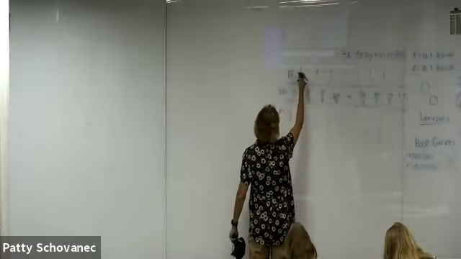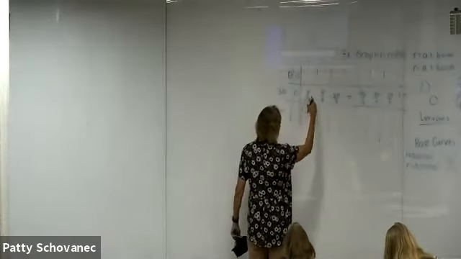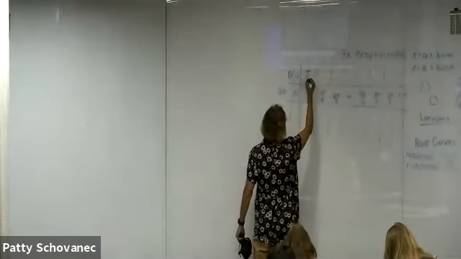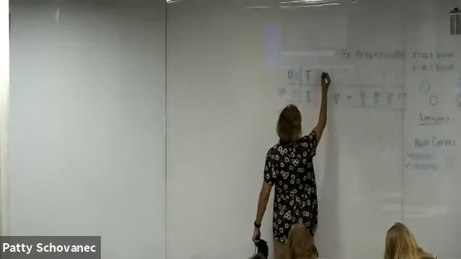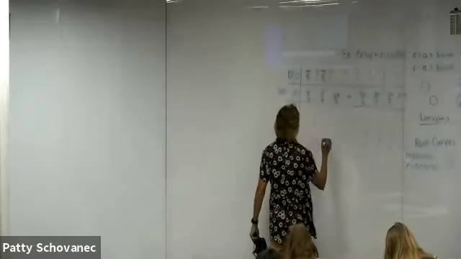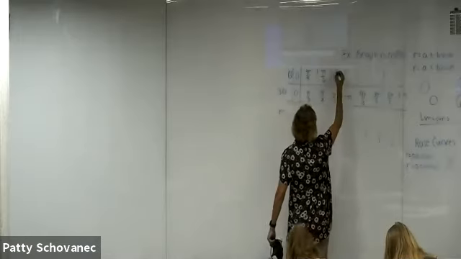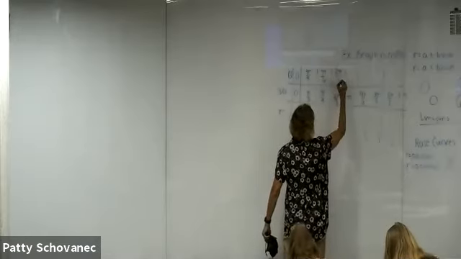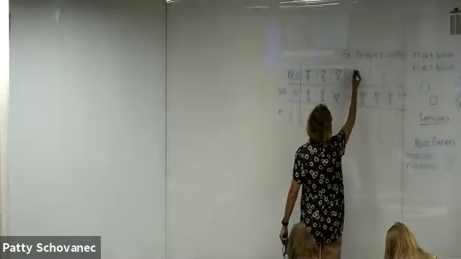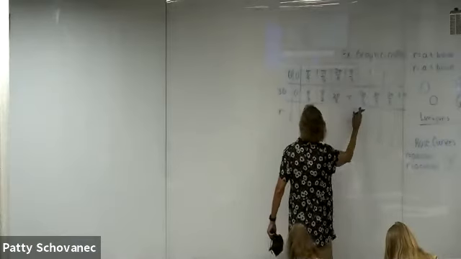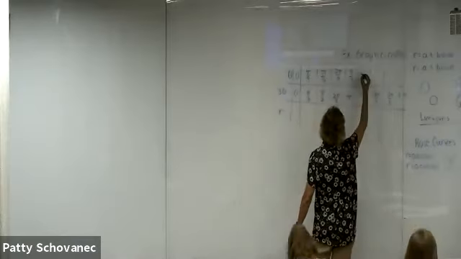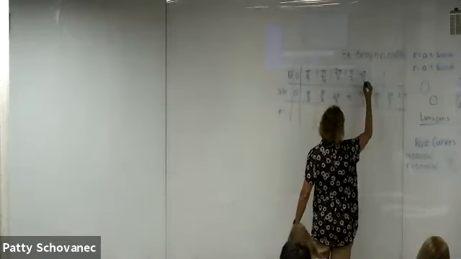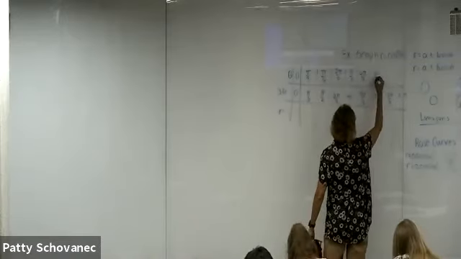So 0 divided by 3 gives me 0. Pi thirds divided by 3 gives me pi ninths. Pi halves divided by 3 gives me pi sixths. This gives me 2 pi ninths. And this will now be at pi thirds. Divide that by 3 and I have 4 pi ninths. Divide that by 3 and I'm at pi halves.